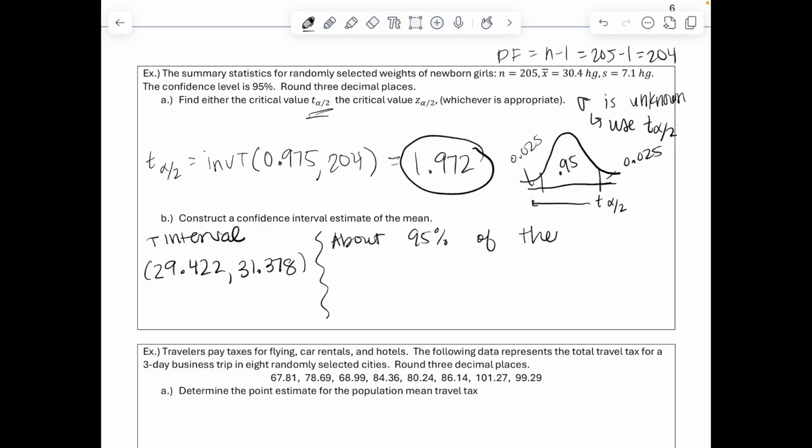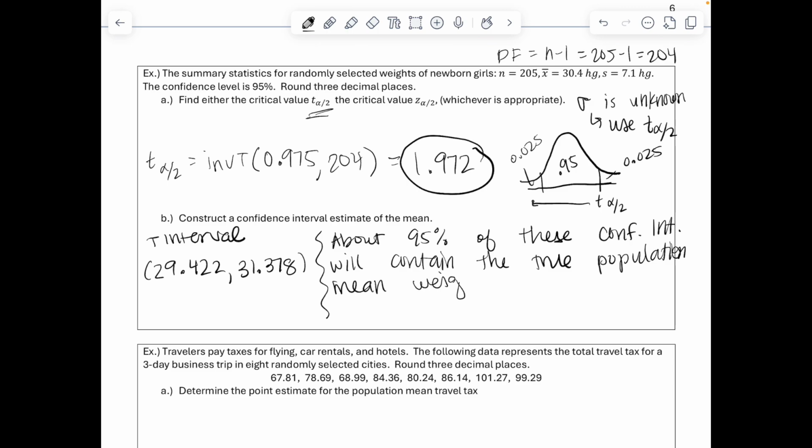Remember that you do need to interpret your confidence intervals, and so we're going to say about 95% of these confidence intervals will contain the true population mean weight of newborn girls, and about 5% will not.